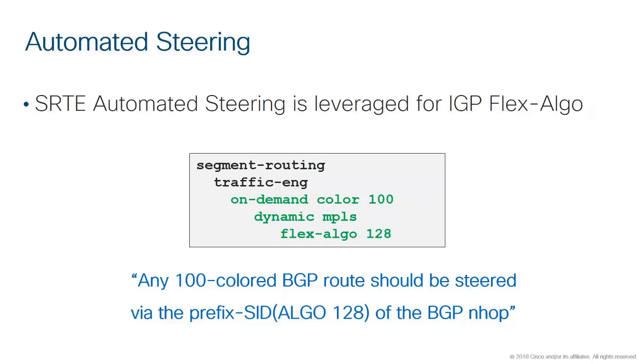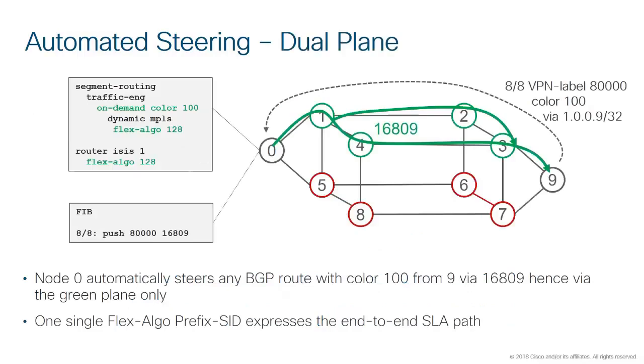So it means that if I receive a BGP route with the color 100 from a next stop, let's say I have a colleague, Jacob, who is in San Jose, I'm going to take the prefix SID of Jacob that is not of algorithm 0, but that is the prefix SID of Jacob in flexible algorithm 128, and I will immediately steer that BGP route on the right prefix SID. So let's put this in image.